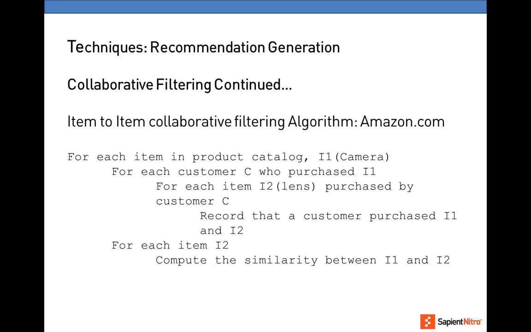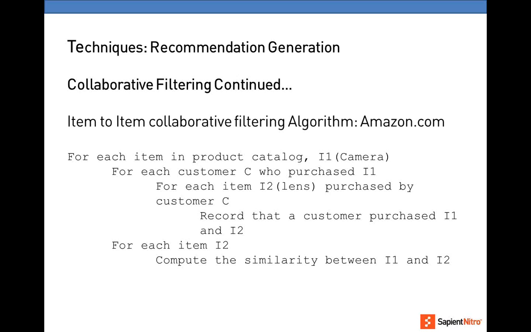Let's take another example of the collaborative filtering algorithm. This is a little bit different than what we saw earlier. This is called the item-to-item collaborative filtering algorithm rather than user-to-user. So let us say there is a customer who purchased a product, I1, let's say it's a camera, and he also purchased another product, I2.